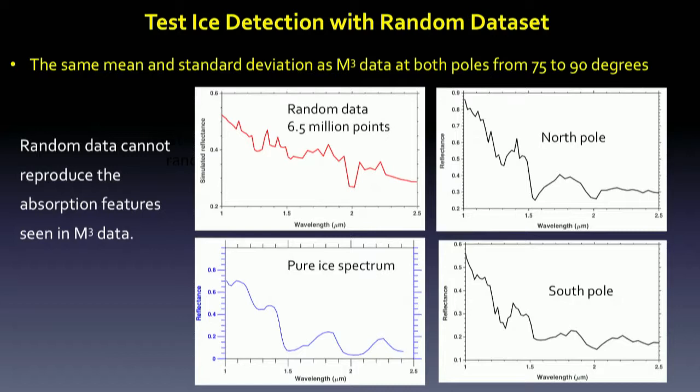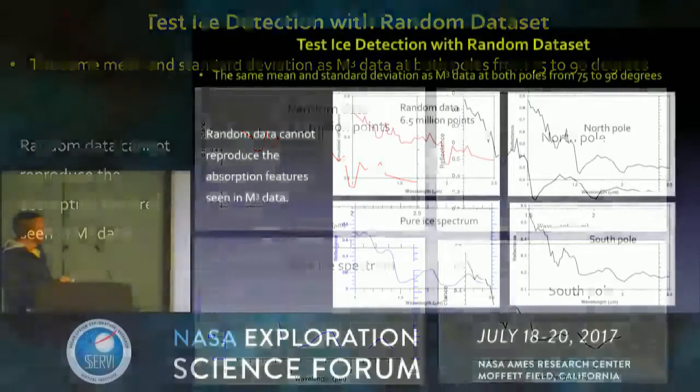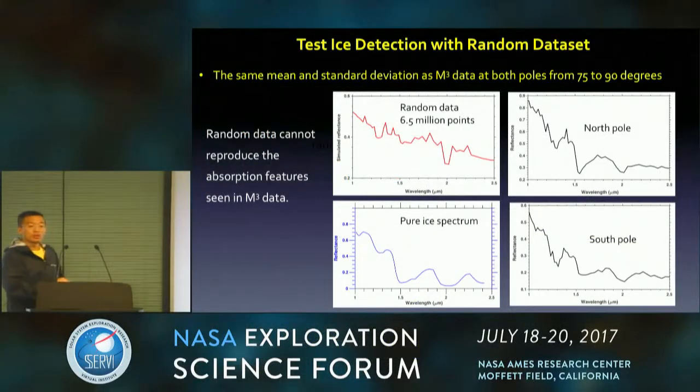So this is the random data set, and this is what we see using the M-cube data. Definitely, you cannot reproduce the feature we see in M-cube using random data points. And for reference, this is pure water ice. So it does not look like either one.